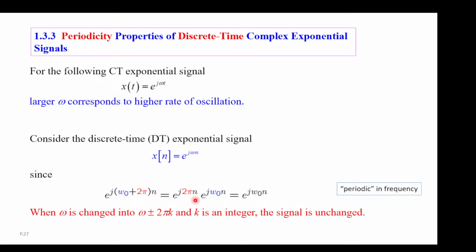We always take a sample point at the integer point. So e to the j 2 pi n is always 1, and this is just e to the j omega naught n. This is an important thing to remember throughout the whole course. That is the omega in a discrete time signal: if you change it by a multiple of 2 pi, your signal doesn't actually change.